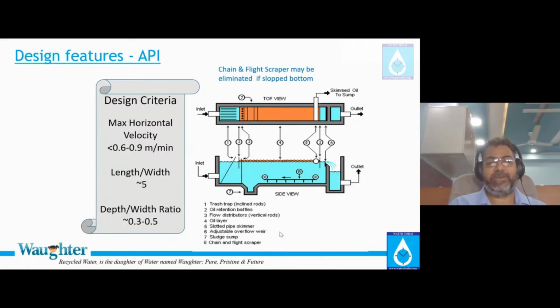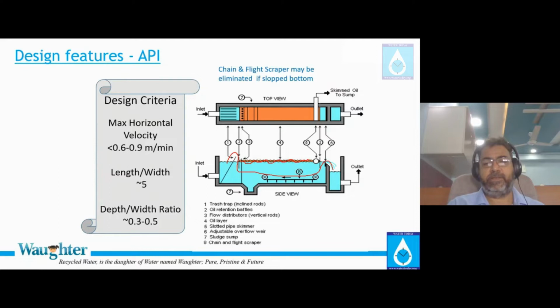So there are some design criteria here, which are maximum horizontal velocity, length to width ratios, and depth to width ratios. This is where the diagram is being shown, how this looks. So you have the water coming in through the inlet, it comes right here. You come here and just take a dip and try to go like this. If you go like this, what is happening? You are releasing all your FOG content somewhere here.